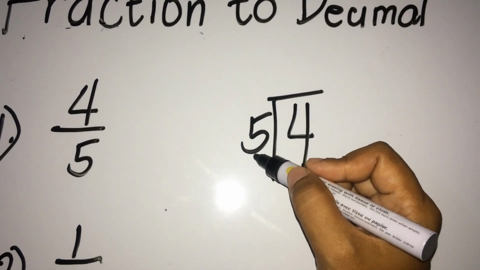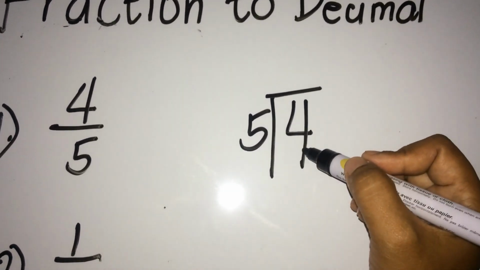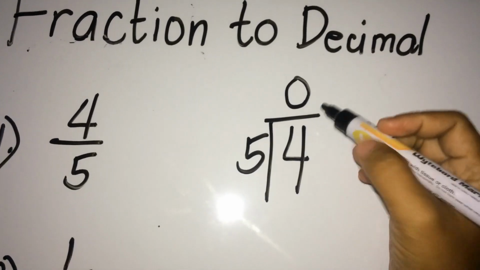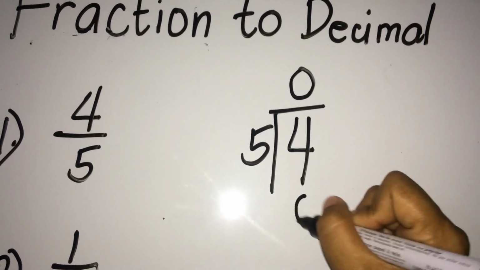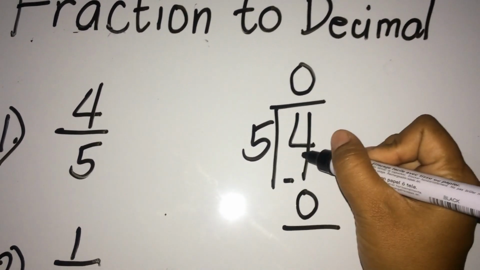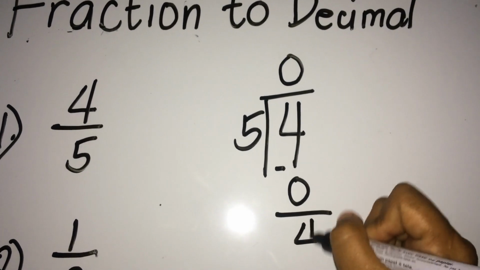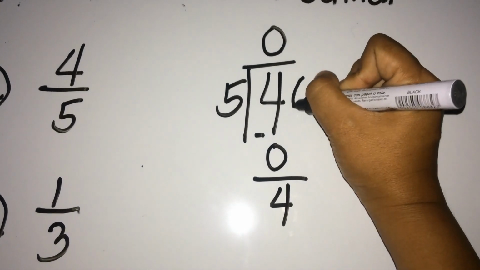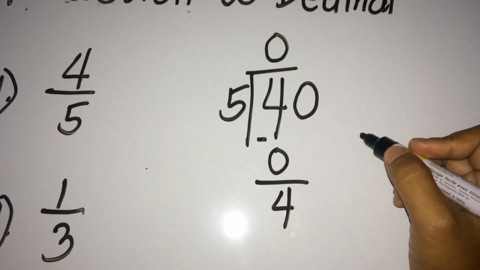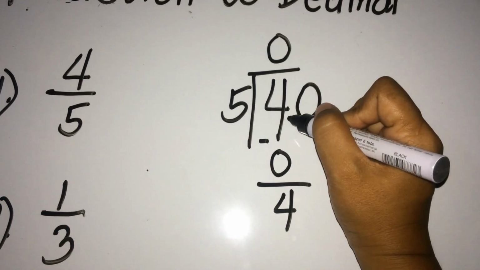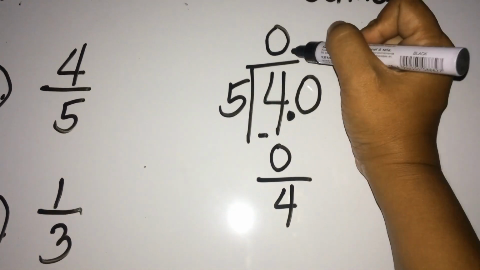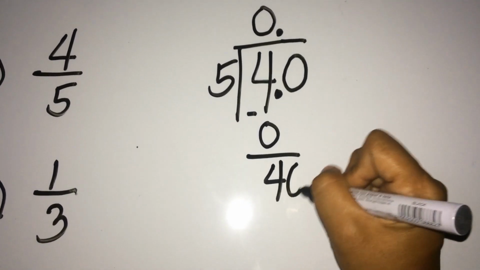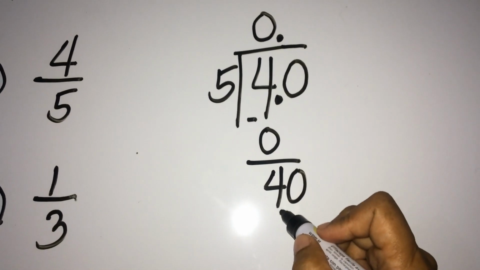4 divided by 5 cannot be done because 4 is less than 5. So we place 0 here. 0 times 5 is 0. Then we subtract: 4 minus 0 is 4. After that, we add 0. The moment you add 0, you also add a decimal point there and another decimal point on top. Then we bring down 0 to make this one 40.